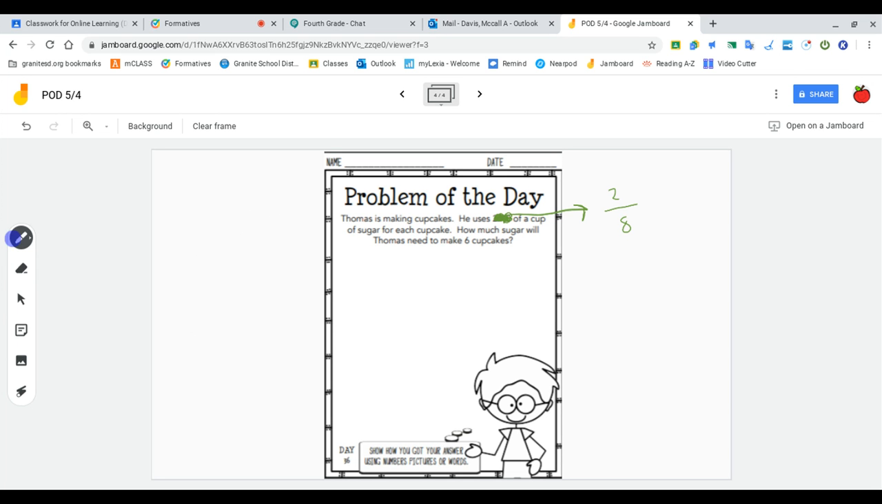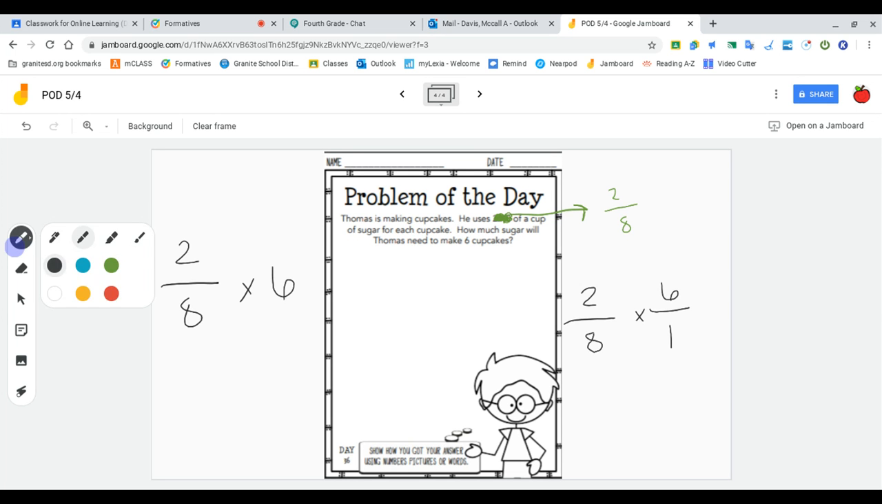And we know that repeated addition is the same thing as multiplication, so that's what I'm going to use. I'm going to start with 2/8, and I'm going to multiply it by how many cupcakes he wants to make, which is 6. And then, as always, I'm going to rewrite it using the whole number as a fraction, which looks like this.